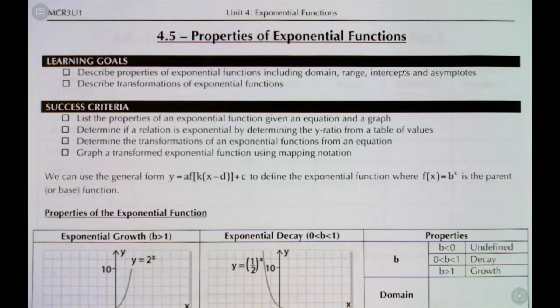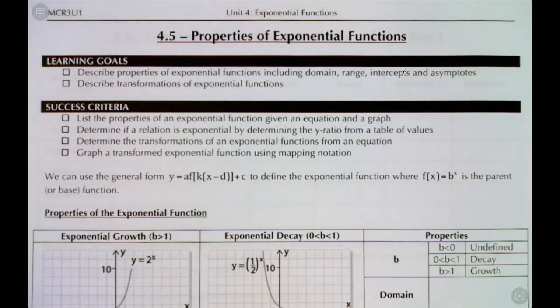Okay, this is lesson 4.5, and in this lesson, we're going to look at properties of exponentials. The purpose of this first lesson will be to introduce two of the exponential parent functions, and then over the next lesson, 4.6, we'll look at some transformations.